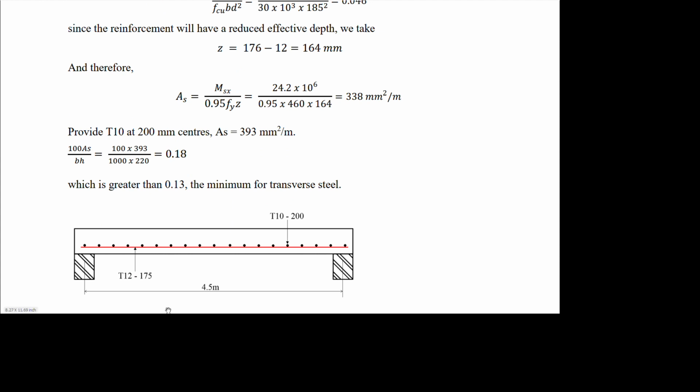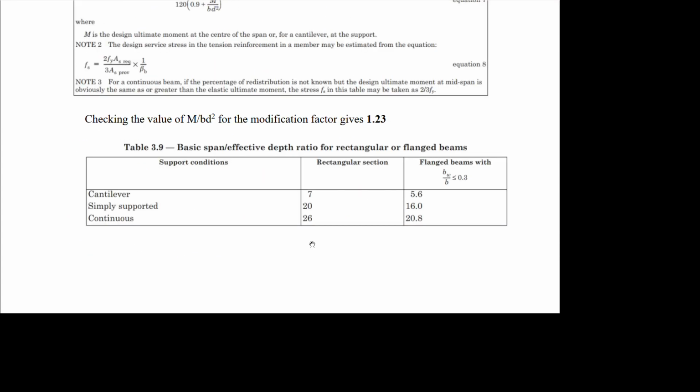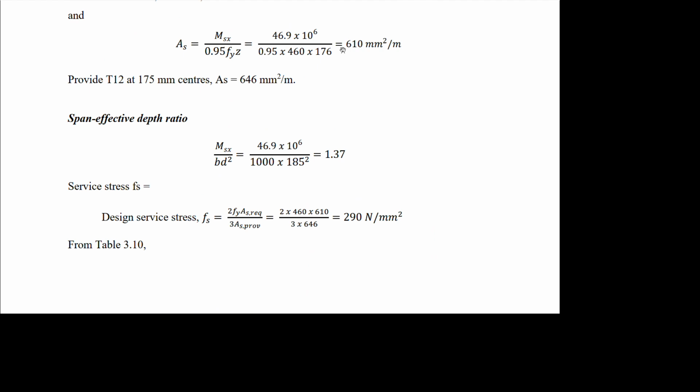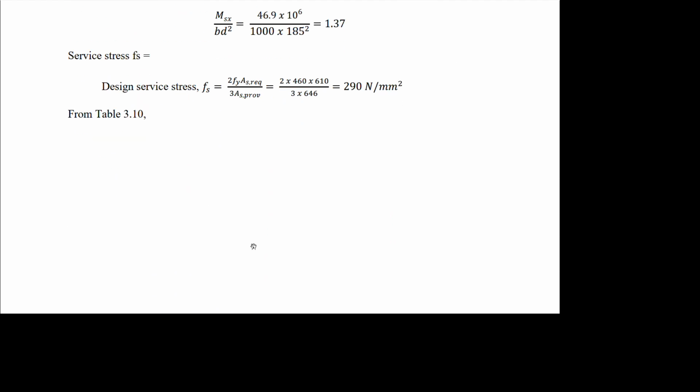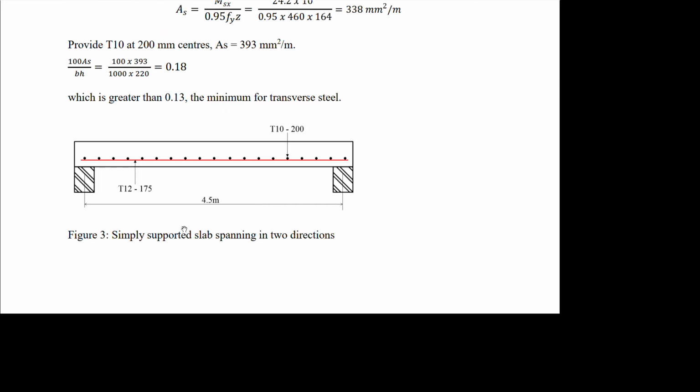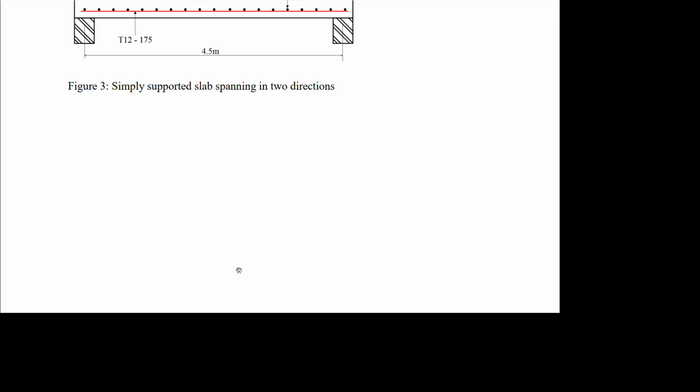This is the main one, and this is the second one we just calculated. This T10 over T10 at 200 mm. This one, or this one on top. The red one is your main AS, which is your AS calculated for MSS, which is for this T12 at 175 mm. So that's T12 at 175 mm. So that is all about this.